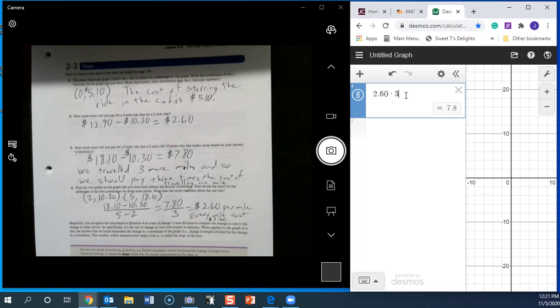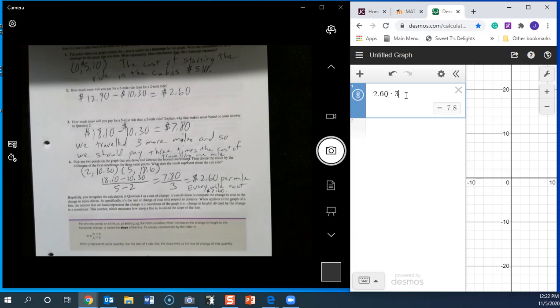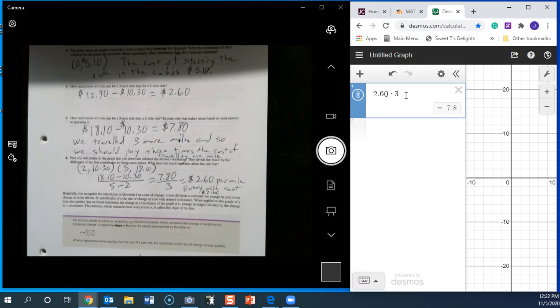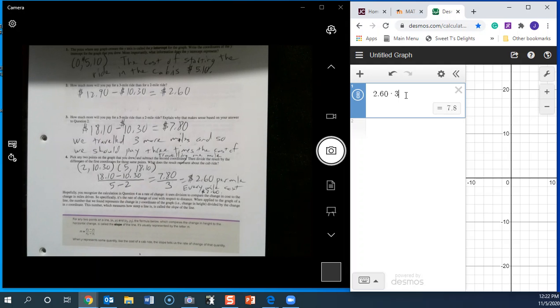That's what it represents. Now we have here at the bottom, it says, for any 2 points on the line, (x sub 1, y sub 1) and (x sub 2, y sub 2), the formula below, which compares the change in height to the horizontal change, is called the slope of the line. It's usually represented by the letter m. So what we basically did here was the slope formula. When y represents some quantity, like the cost of the cab ride, the slope tells us the rate of change of that quantity.